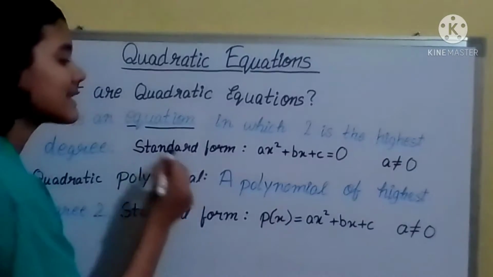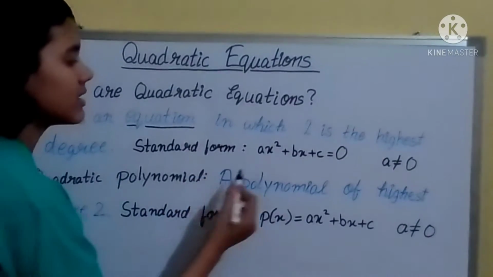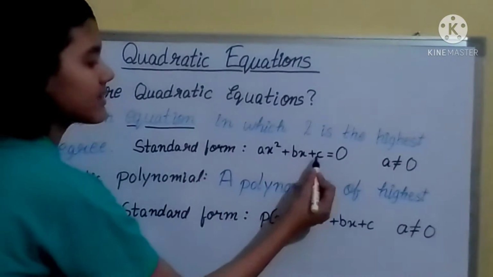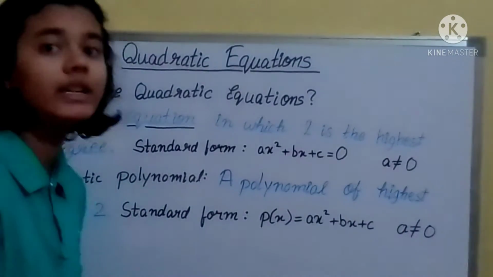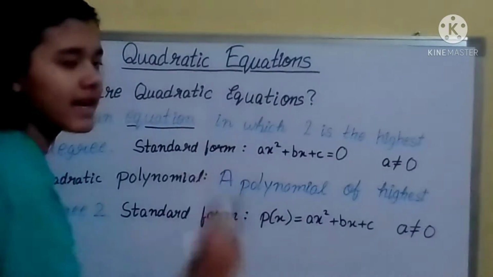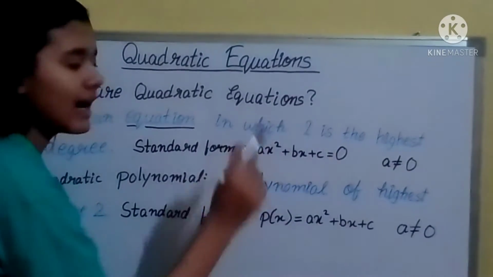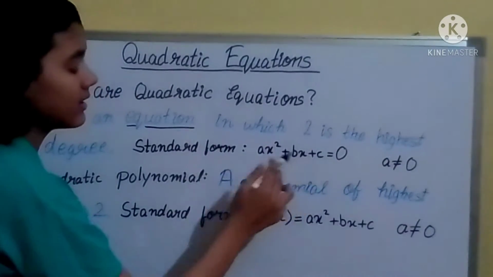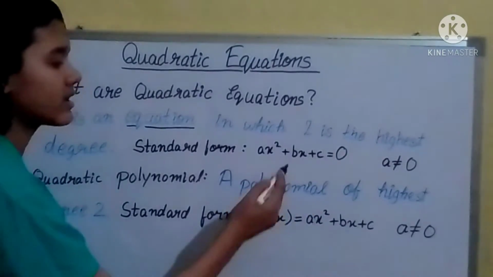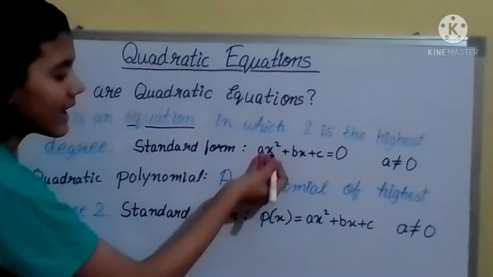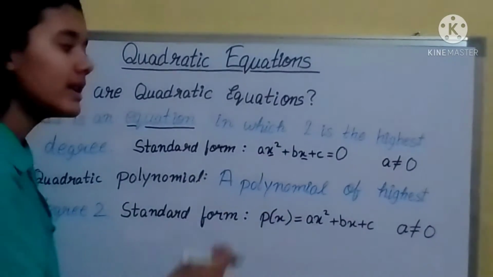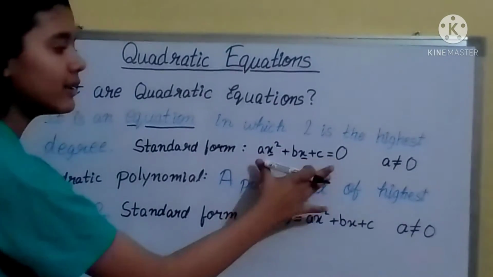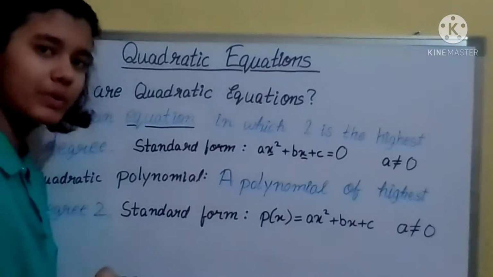Okay, then what is the standard form of quadratic equation? ax² plus bx plus c is equal to 0 and a is not equal to 0. Okay, so x is here the variable, a, b are the coefficients, and c is the constant. So what we can see over here is that the highest power of x is 2. This is the standard form of the quadratic equation.